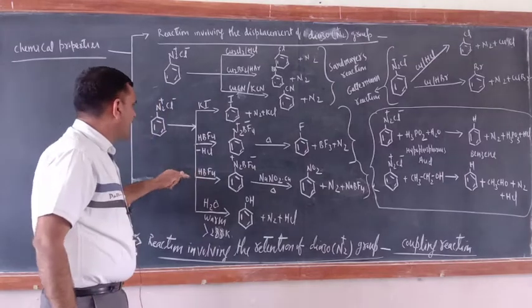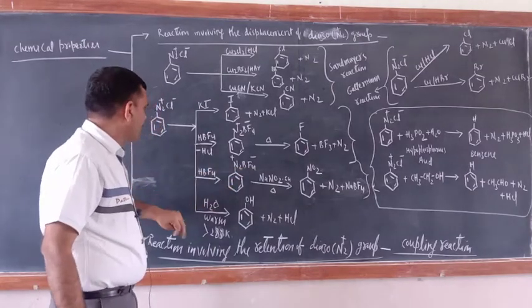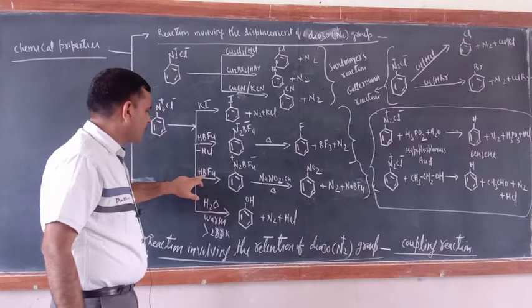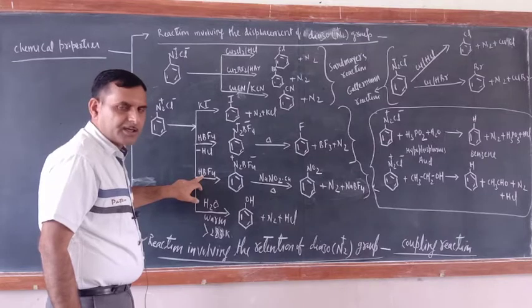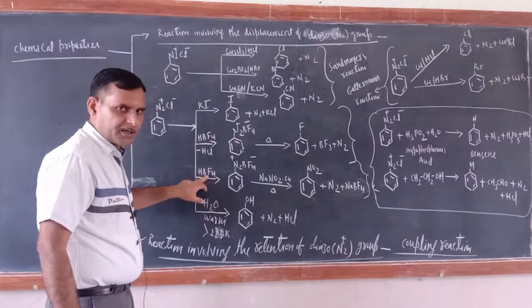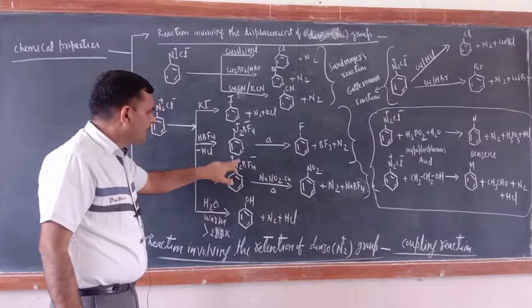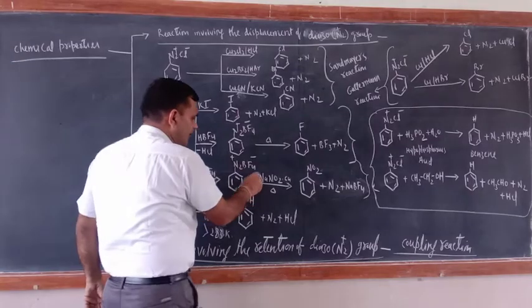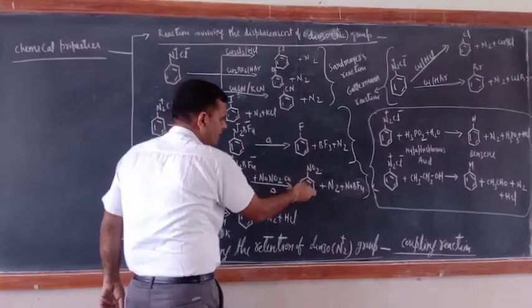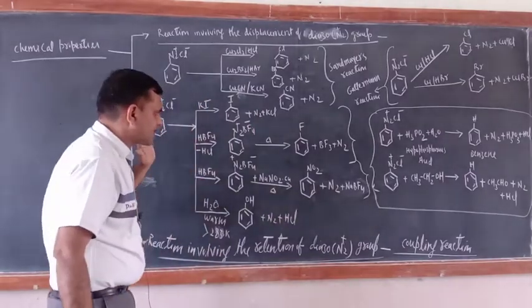Similarly, we can introduce the NO2 group also. Just see how. First, benzene diazonium chloride should be treated with hydrofluoroborate, or hydrotetrafluoroborate. Then N2BF4 will form. Now instead of heating, you have to treat this one with NaNO2. Then you will get nitrobenzene and NaBF4. All these reactions I taught you.